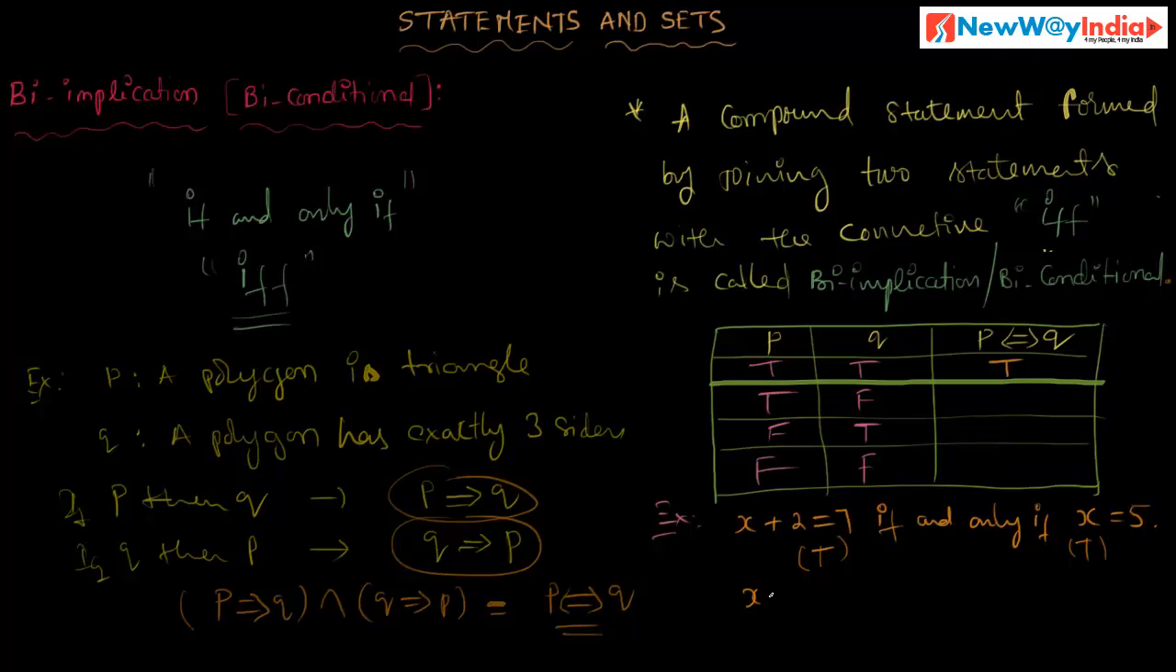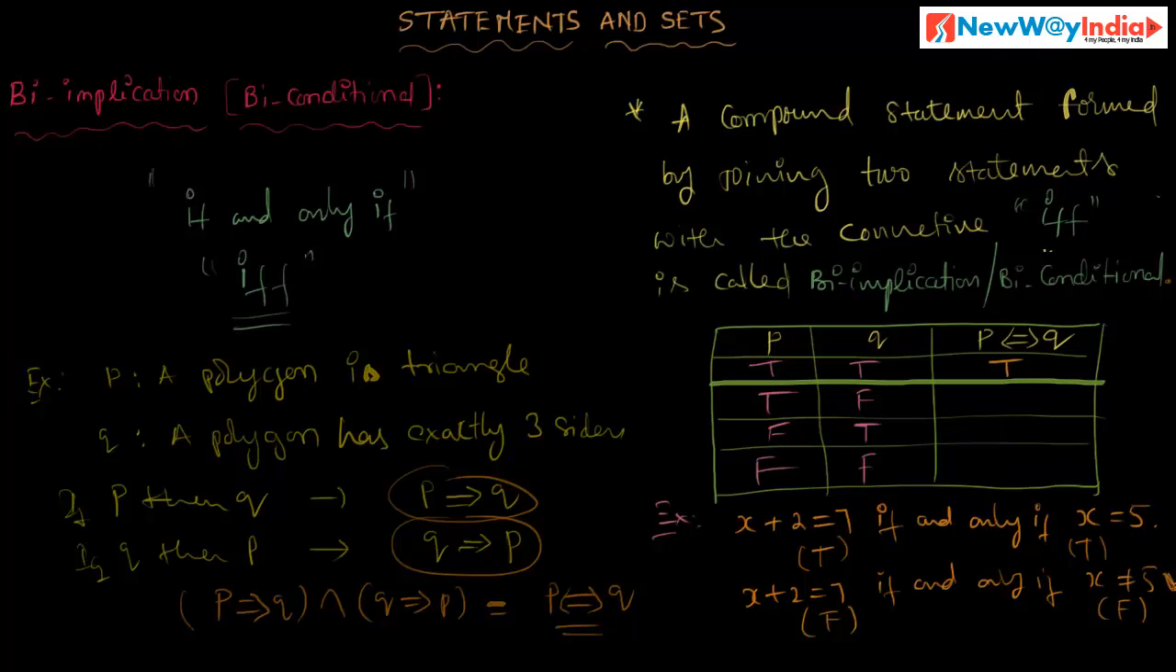Now take x plus 2 is equal to 7 if and only if x is not equal to 5. Here, if x is not equal to 5, then x plus 2 is equal to 7 is false. At the same time, x not equal to 5 is also false when x plus 2 is equal to 7. So in both cases the two statements are false, so the complete statement is true.